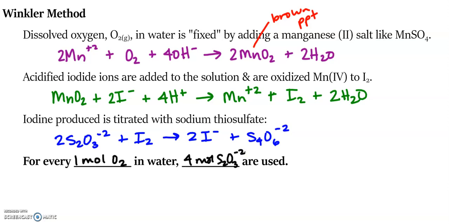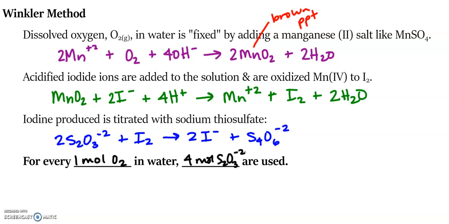So if we can figure out how many moles of S2O3 are used, like if we can determine that based on concentration in our titration, we can do that conversion of a 4-to-1 ratio back to oxygen to determine how much oxygen.